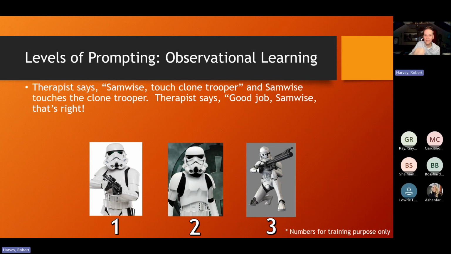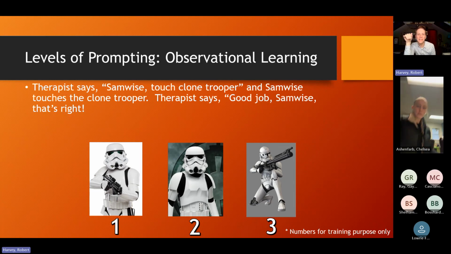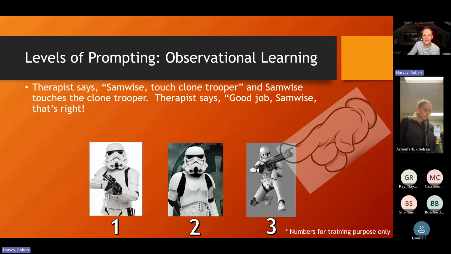If you didn't notice, I'm really leaning into my nerdiness with this PowerPoint, because now we've got some Lord of the Rings things in here. So the therapist says Samwise touch clone trooper, and Samwise touches the clone trooper. Now in this case, we're doing observational learning. So in this case, Samwise is not my learner. Maybe they're another one of my learners. Maybe they're another staff member. Maybe they're another kid who already has this concept. So I say, good job, Samwise. That's right. Number 3, the third one is the clone trooper. Okay, so that's Samwise touching it.